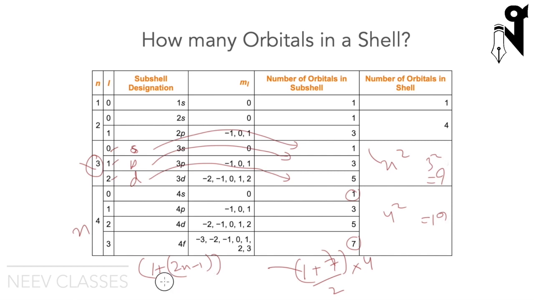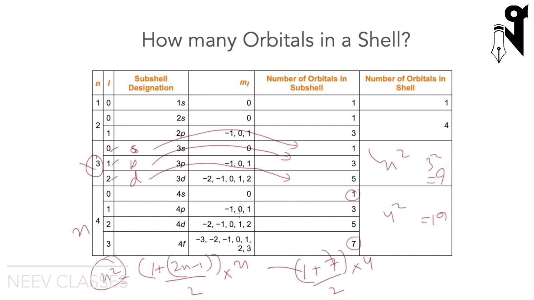First term plus last term by 2, that is the average of terms, into the number of terms, which will be n itself: 1, 2, 3, 4, n itself. So what you get on top is 2n minus 1 plus 1, so it is 2n. 2n by 2, the 2 gets cancelled, n itself, and n into n is n square. So that is how you can derive it if you want.